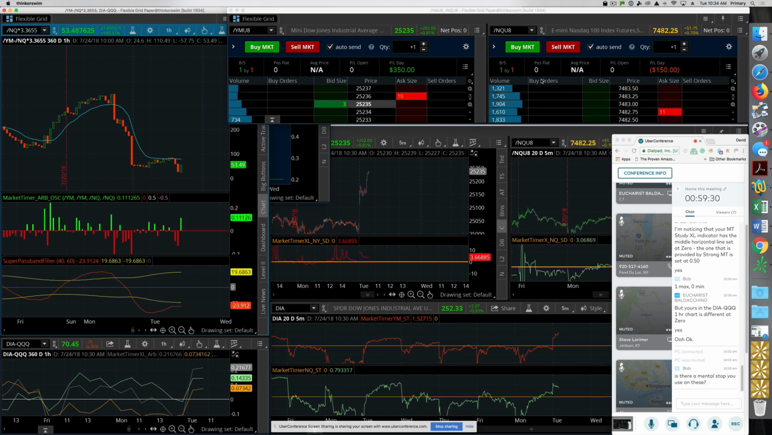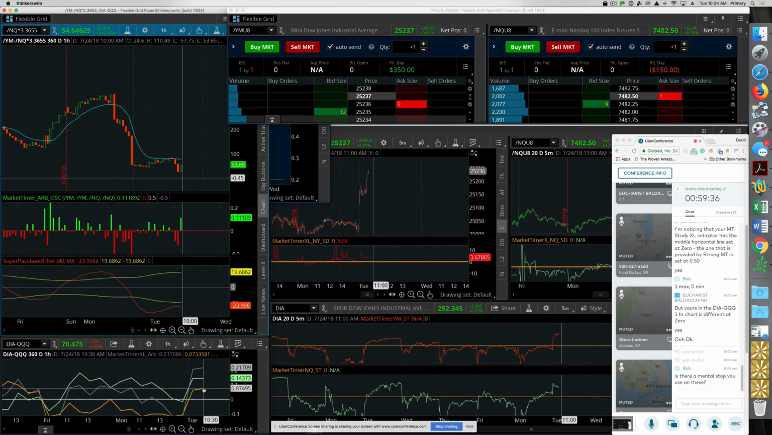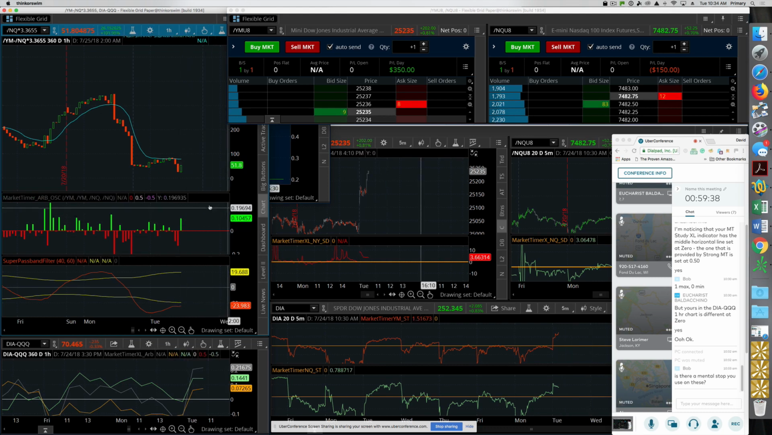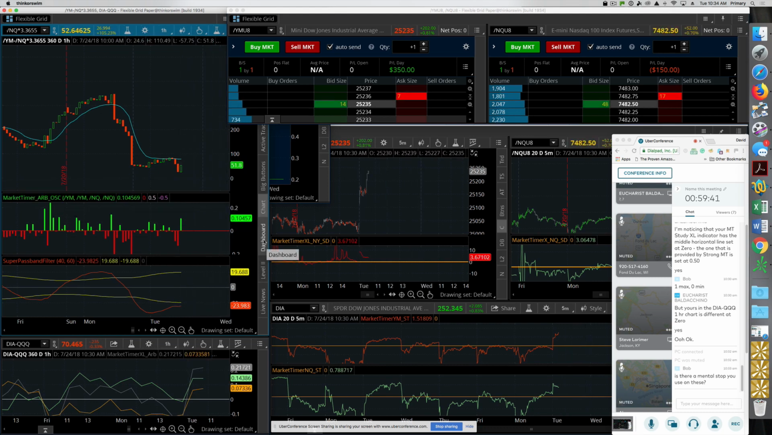So I'm up 200 so far for the day, but it's really easy. It is super, super easy. I mean, if these flatten out, then you get out of the position. That's about all there is to it.